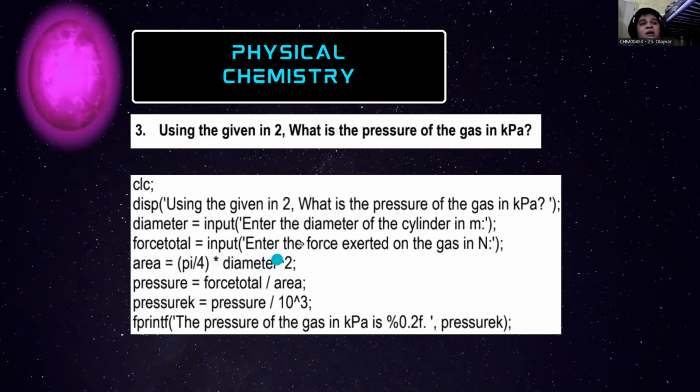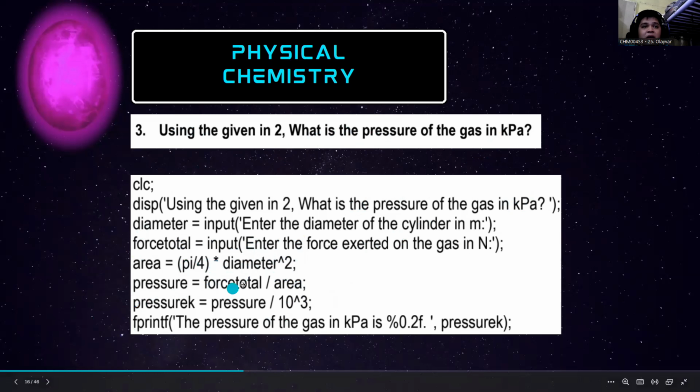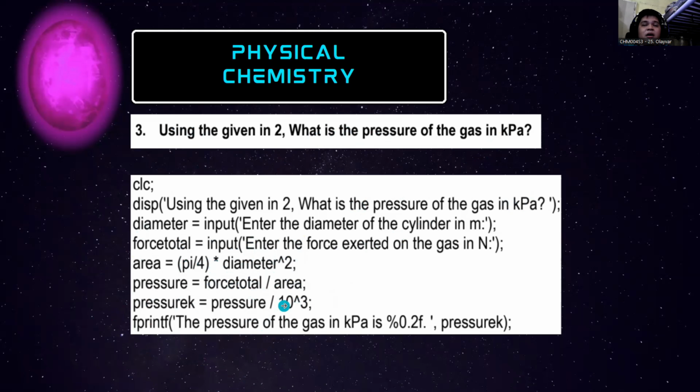And after that, we also compute the area again, which is pi over 4 times diameter squared. And after that, we will get the pressure by dividing the total force by the area. After that, we will get the pressure in kPa by dividing it by 10 to the power of 3. And after that, we will get the results.